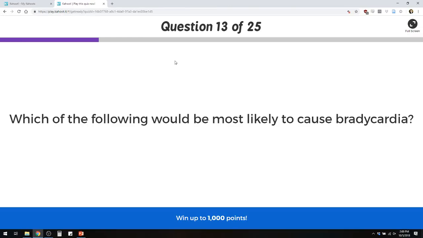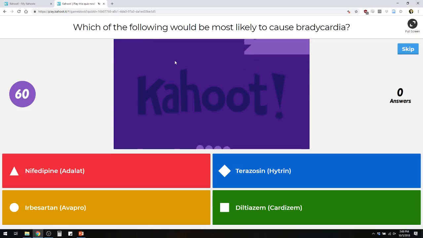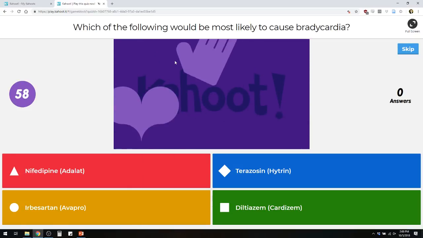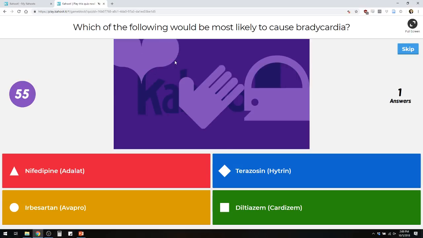Which of the following would be most likely to cause bradycardia? Nifedipine, terazosin, irbesartan, or diltiazem?